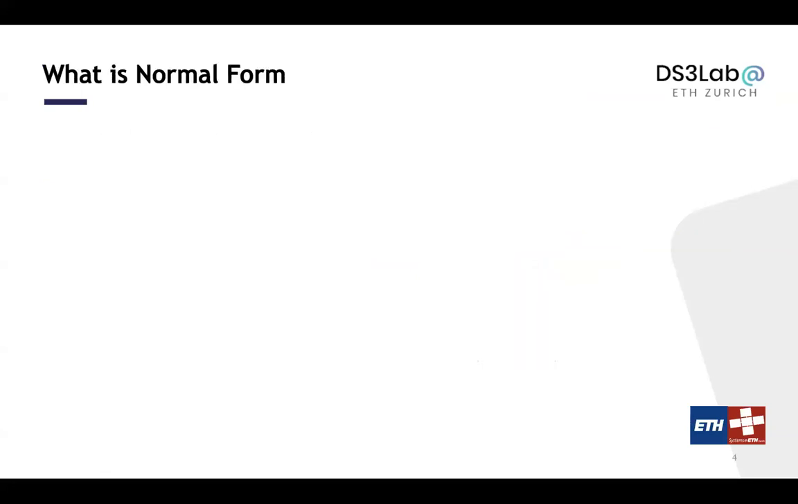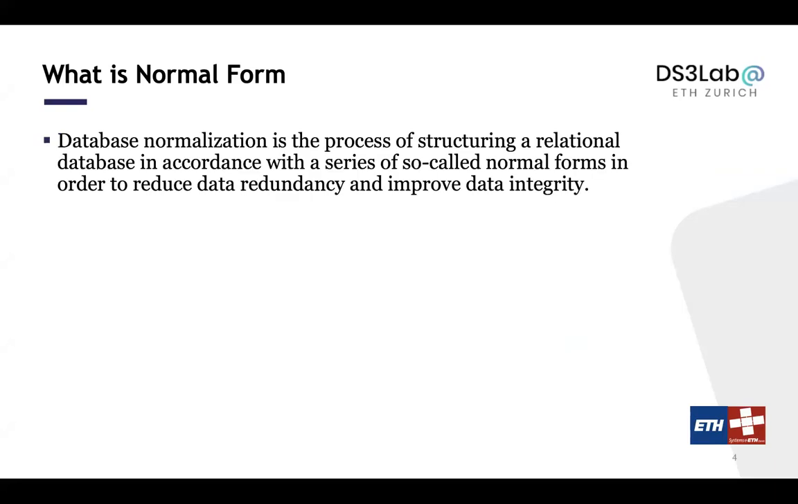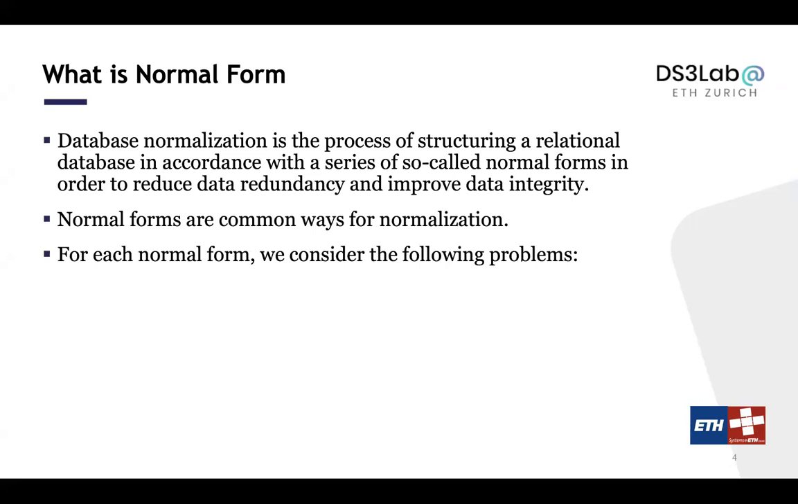The thing that we talked about in the last lecture is something we call normal form. That is one way for us to reason about the pros and cons of different designs. Essentially, database normalization is the process of structuring a relational database in accordance with a series of so-called normal forms in order to reduce data redundancy and improve data integrity. Last lecture, we talked about many different normal forms: first normal form, second normal form, third normal form, right? Each normal form corresponds to one common way to normalize your data.